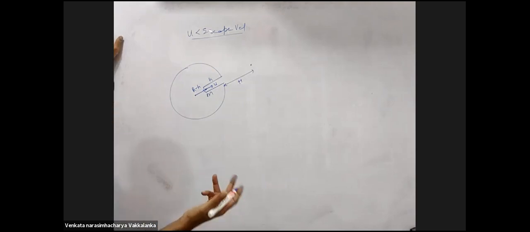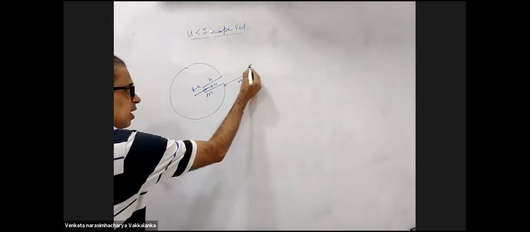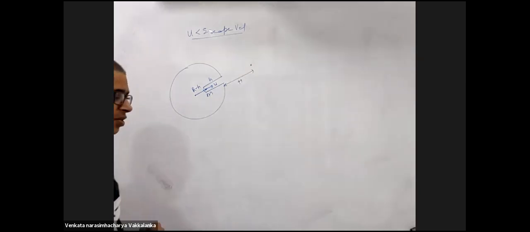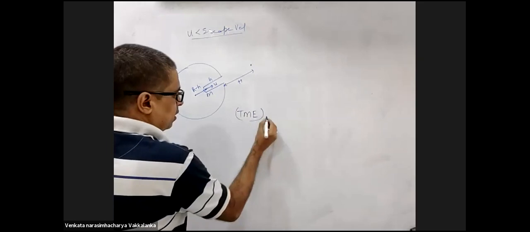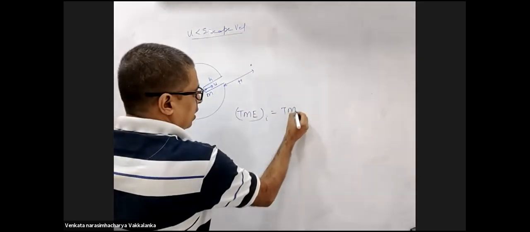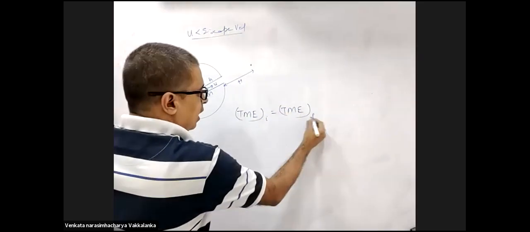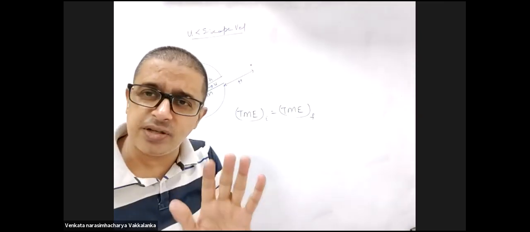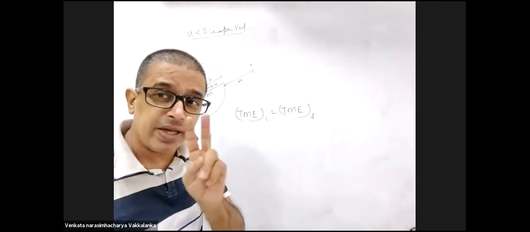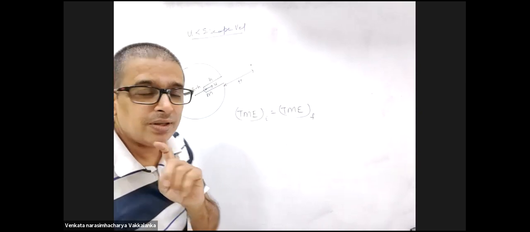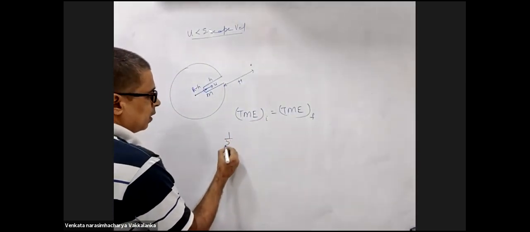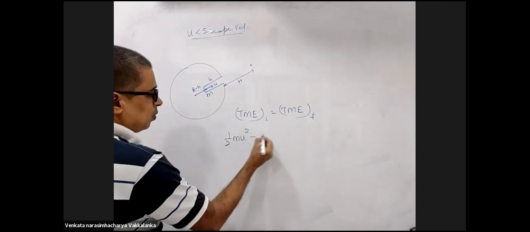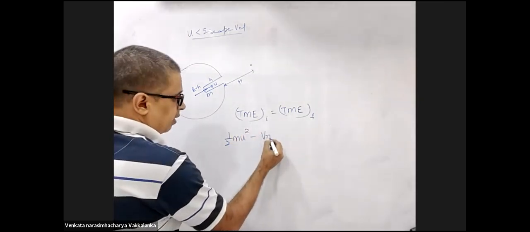Now, technically, what should you do? You should conserve total mechanical energy at these two places. Total mechanical energy initial is equal to total mechanical energy final. As simple as that. For 2 marks, it's a valid question, but they asked only for 2 marks. Where they caught many of the students off guard: kinetic energy is half m u square. You don't have an issue with that.